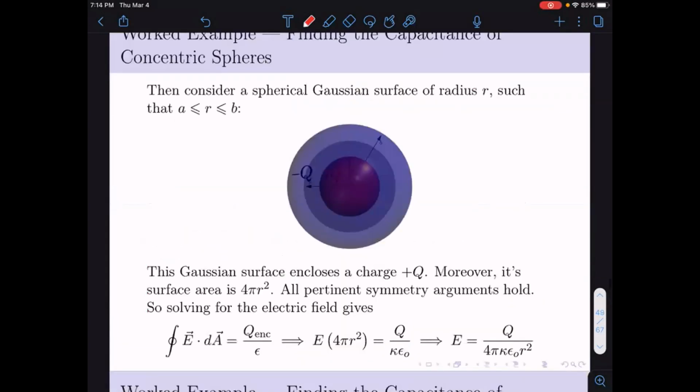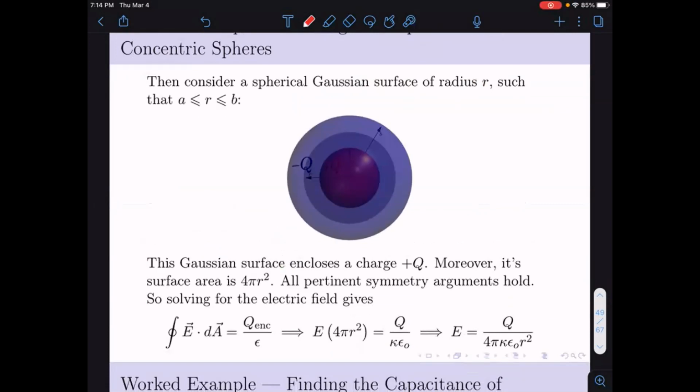Pretty much exactly what I said, except plugging in our surface area of a sphere, because I've got a spherical Gaussian surface. In most cases, it will either be a sphere or a cylinder. So remember, for a cylinder, it would be 2 pi r L for our surface area.